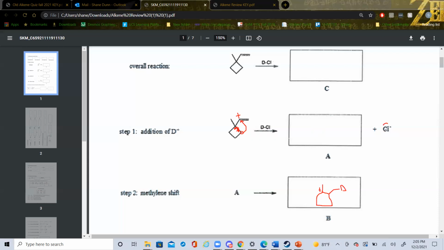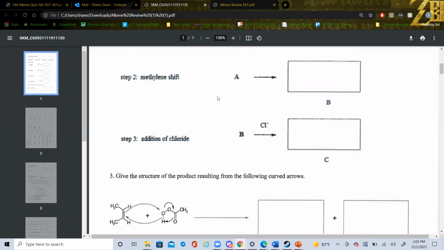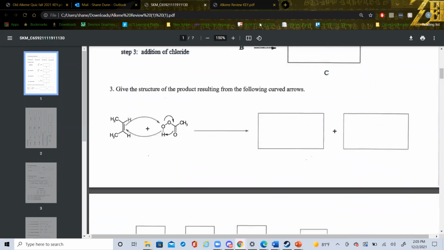We're then going to add the chlorine group. The chlorine group comes to be added, so we can just get rid of the positive charge and add the chlorine, and that's what the C structure looks like. There we go. So it's always better to ignore the overall reactions and just do it step by step. Because I did not know what a methylene shift was, and now knowing it, it makes sense a little bit.